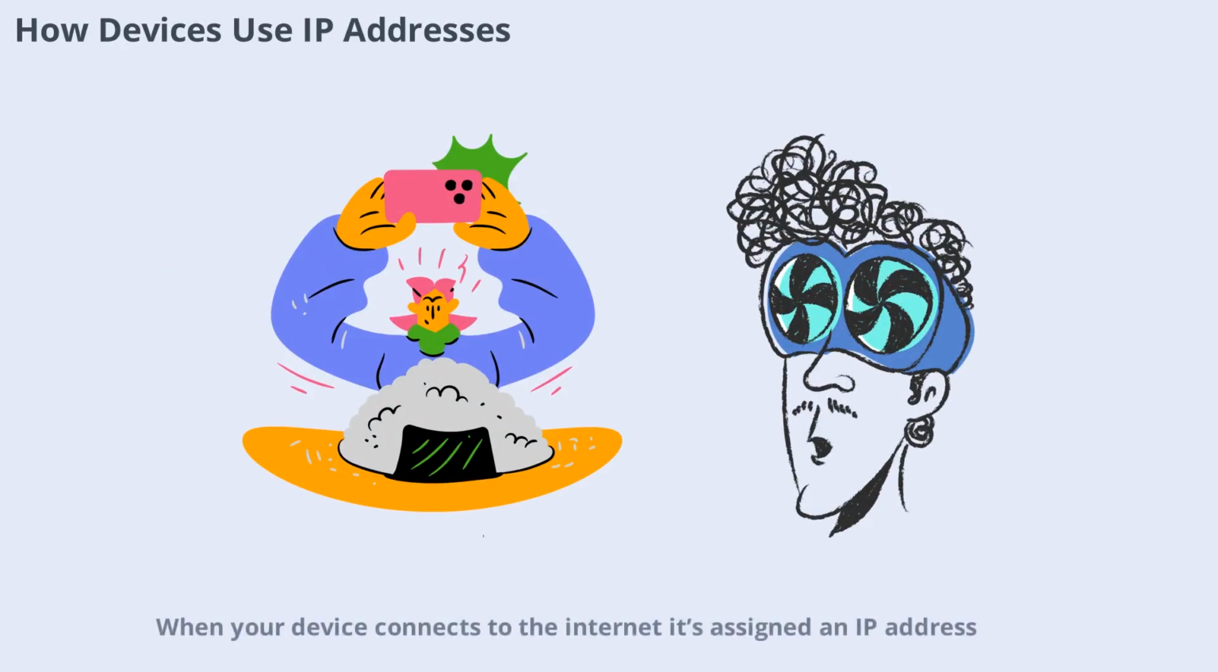When your device connects to the internet, it's assigned an IP address. This address is used every time you access a website, send a message, or download a file. The IP address acts as a reference point, allowing servers to know where to send the requested information. It's a dynamic process, often changing based on your location or network, but always essential for connectivity.